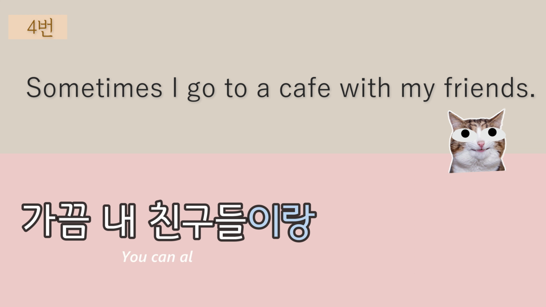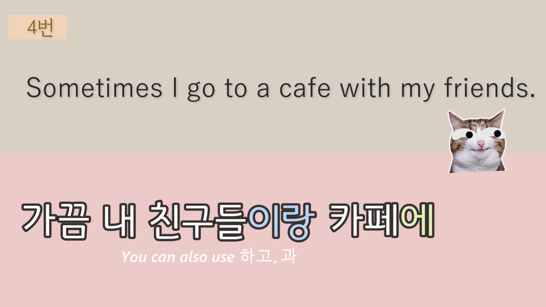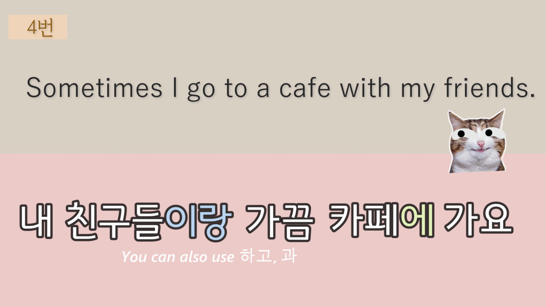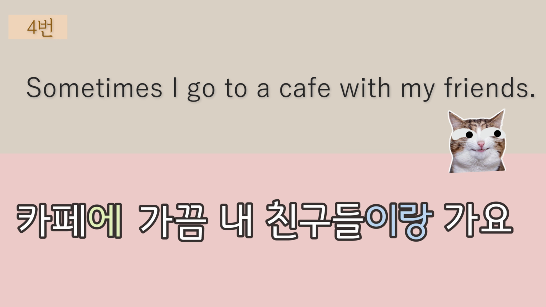이랑, 친구들이랑. Then a cafe, 카페. Don't forget the particle 에 here. 에 is always used when going to a place as the destination. 카페에. And then go, 가요. 가끔 내 친구들이랑 카페에 가요. Or 내 친구들이랑 가끔 카페에 가요. Or 카페에 가끔 내 친구들이랑 가요. Everything's okay.